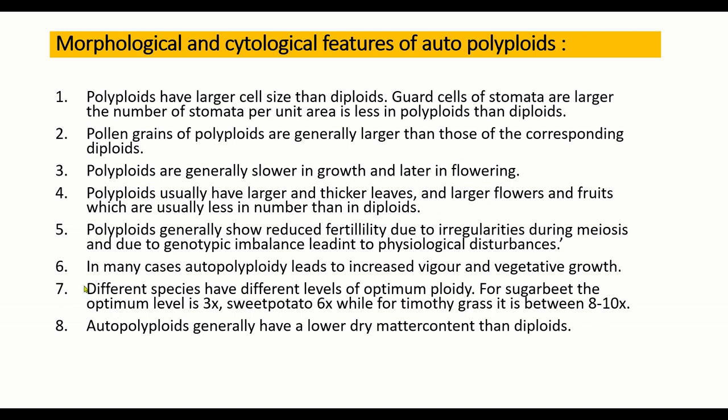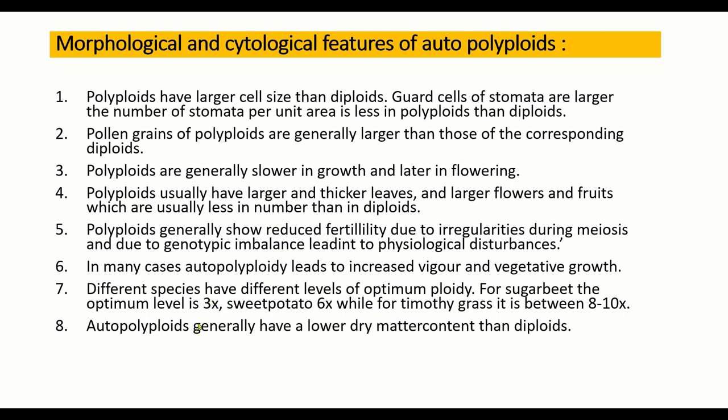In many cases autopolyploidy leads to increased vigor and vegetative growth, so overall there is an increase in growth and development. Different species have different levels of optimum ploidy. For sugar beet the optimum level is 3x, sweet potato is 6x, while for timothy grass it is 8 to 10x. So you have to breed the crop plants based on their optimum level of ploidy.